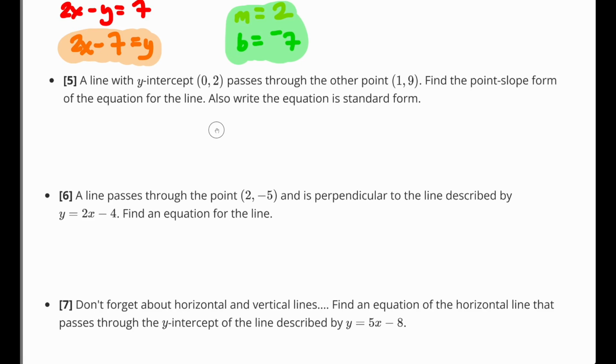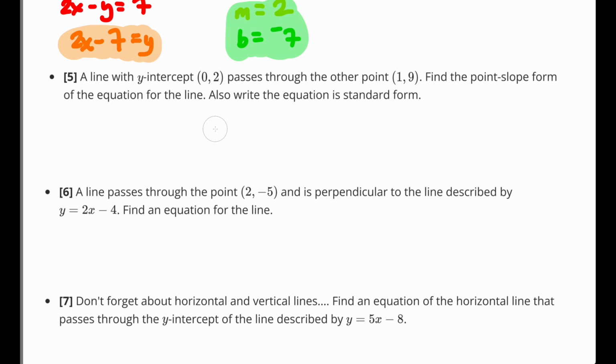The next one, a line with y-intercept 0, 2 passes through another point 1, 9. Find point slope form of the equation of a line and then also write it in standard form. Okay, so again, we're not given the slope, so we have to figure out the slope for this line first of all.